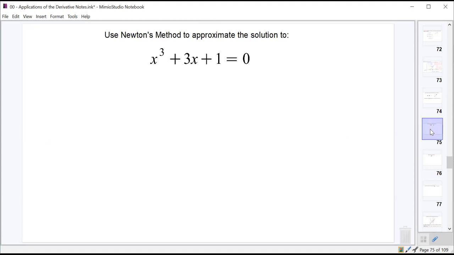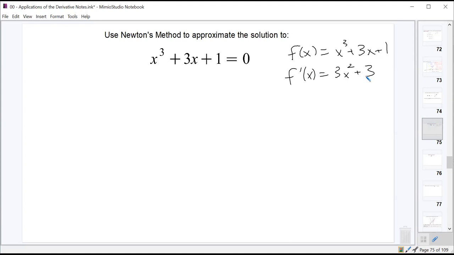So let's take a look at this function. x cubed plus 3x plus 1 equals 0. And we're going to go ahead and use Newton's method to approximate the root of this equation. So the first thing that we're going to need is our Newton's method formula, which means that we need to find the derivative of it. So we'll say f of x is equal to x cubed plus 3x plus 1, then f prime of x must equal 3x squared plus 3.